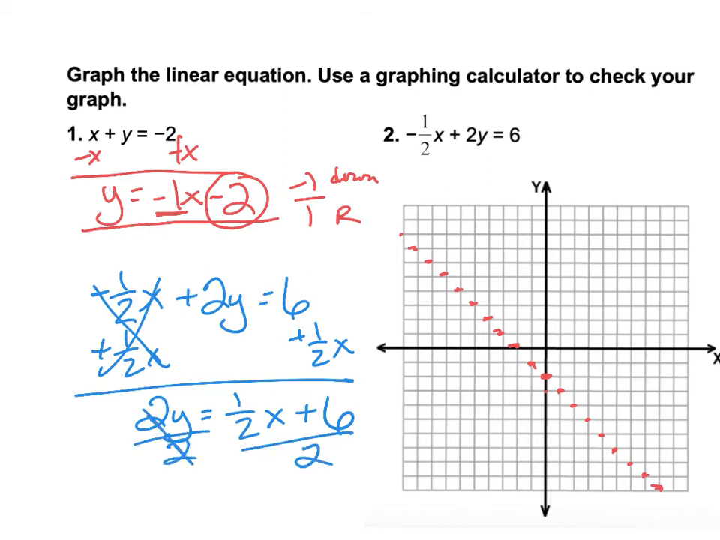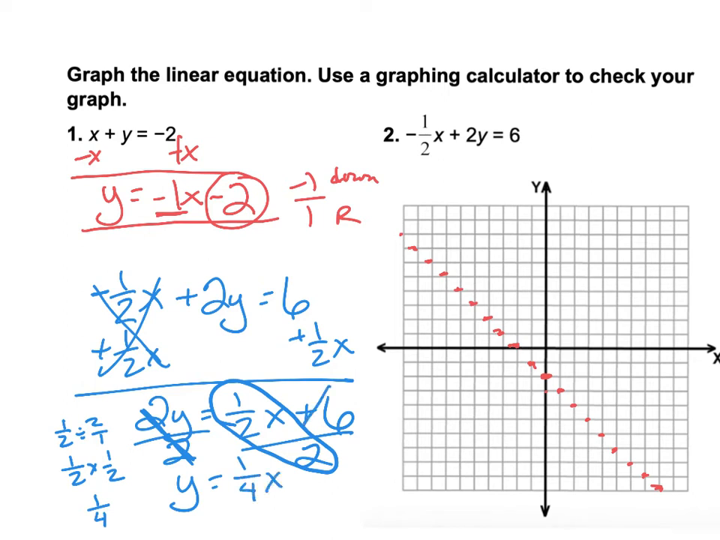This is going to get a little bit tricky here. 2's cancel out, leaves me with my y. Now, let's do 1/2 divided by 2. So 1/2 divided by 2 over 1. Divide fractions, stay, switch, flip. I get 1/4. So it would be 1/4 x. What's 6 divided by 2? Plus 3. My y-intercept is a positive 3.